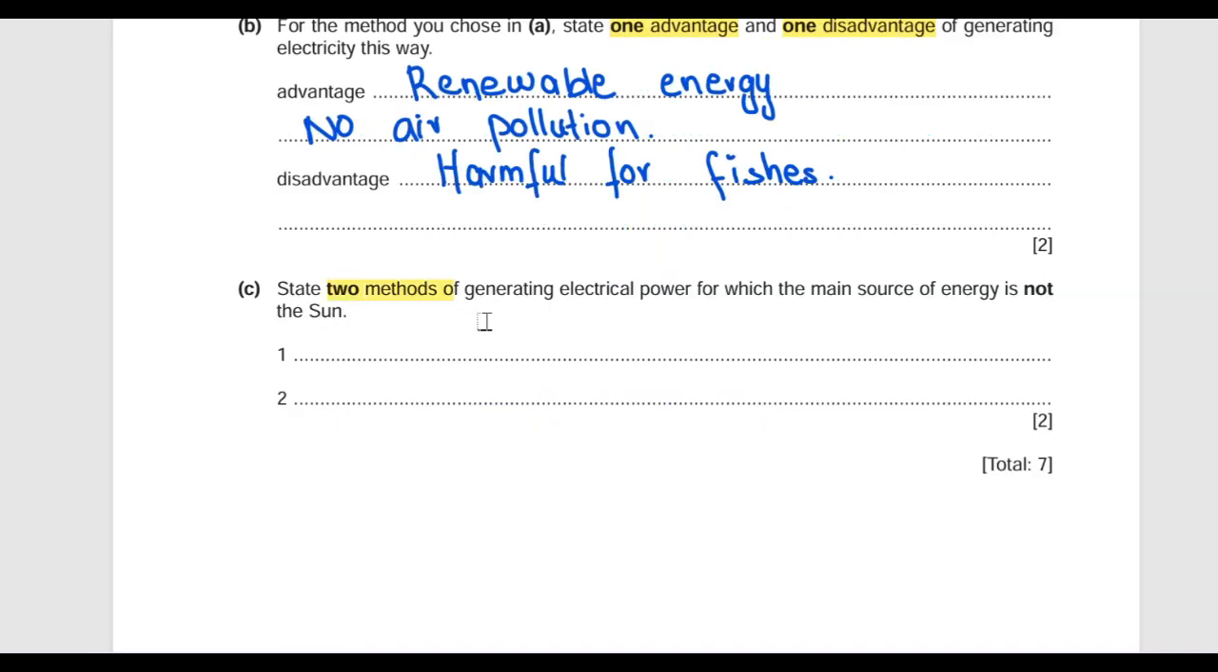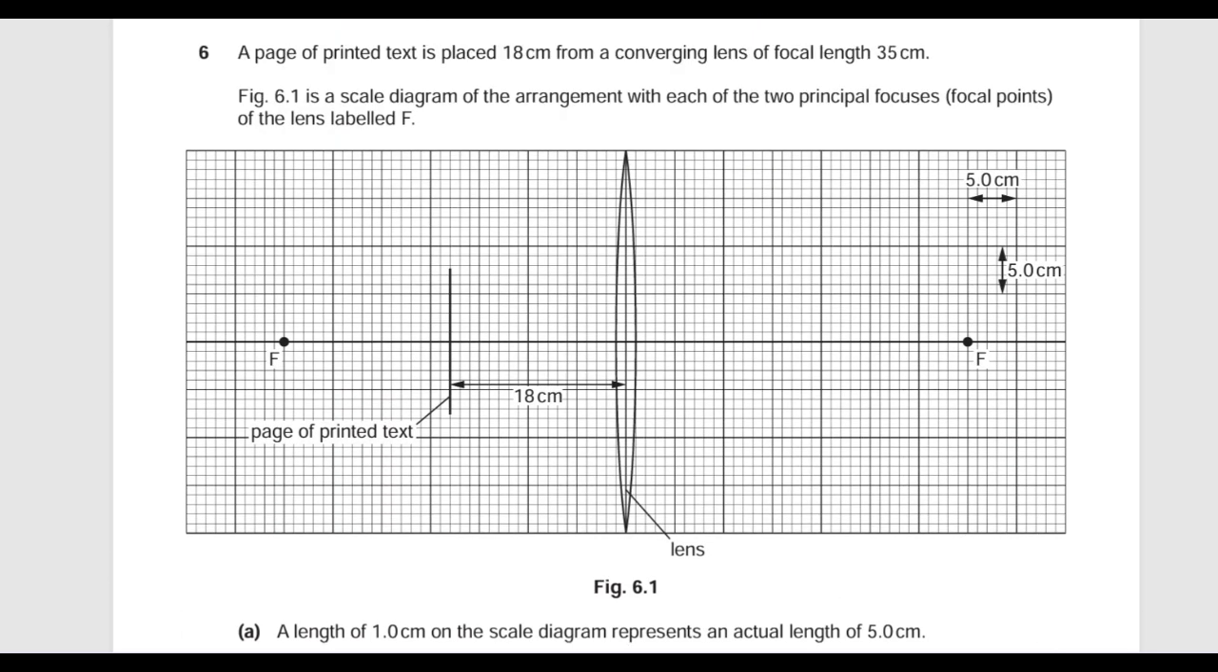C part says state two methods of generating electrical power for which the main source of energy is not the sun. So we can generate electricity from nuclear fission and wind energy as well.